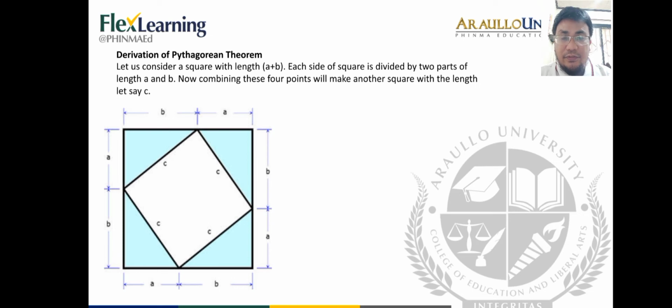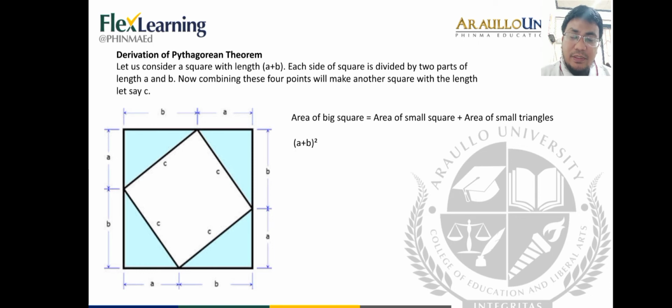So we can say that the area of the big square is equal to the area of the small square plus the area of the small triangles. The area of the big square is (a plus b) squared, as you can see and visualize, since the side is a plus b. The area of the small square is c squared. That's the white square inside. And the area of each small triangle is 1/2 ab, which is the formula for a triangle. But since there are 4 pieces, let's multiply it by 4.